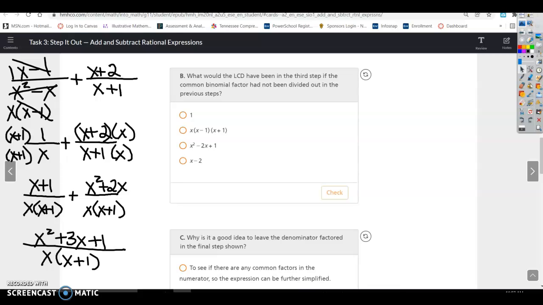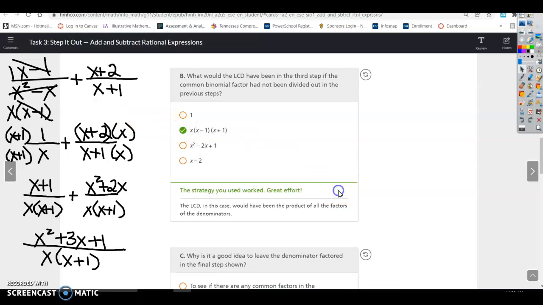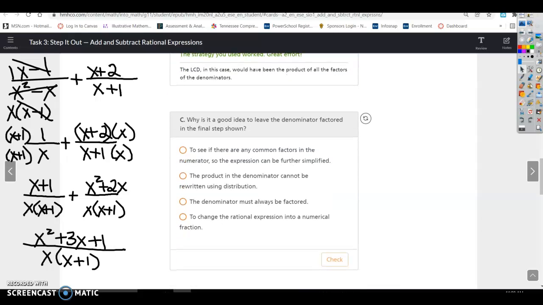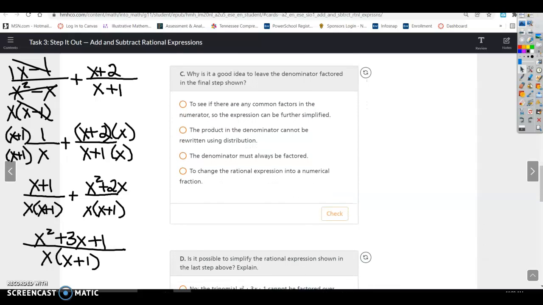All right, it says, what would the LCD have been in the third step if the common binomial factor had not been divided out of the previous step? Okay, so if we had not divided out the x minus 1 here, our common denominator would have been x, x plus 1, and x minus 1. So that would have been this step here. And then it says, why is it a good idea to leave the denominator factored in the final step shown? Well, in case you can factor the numerator further and reduce. Also, if it asks for restrictions, it makes it easier to see the restrictions.